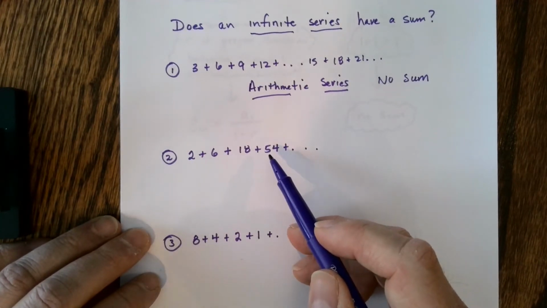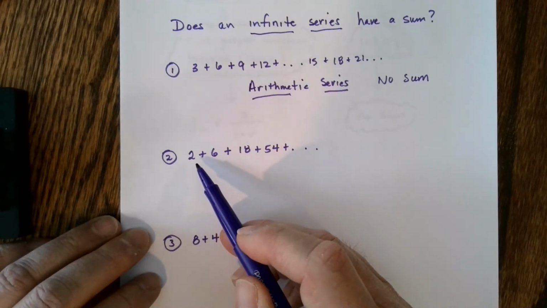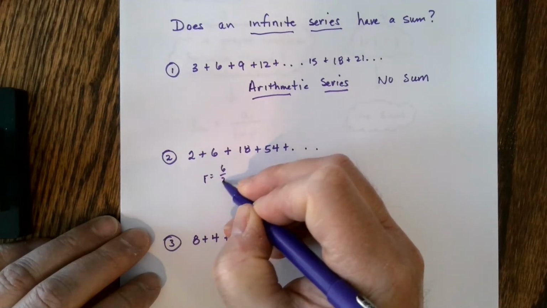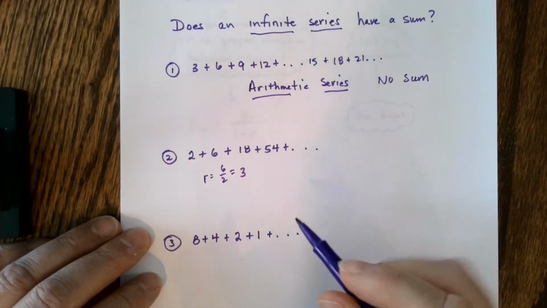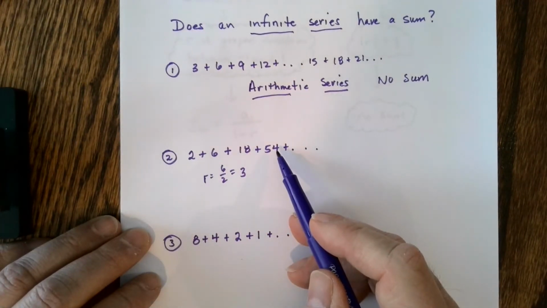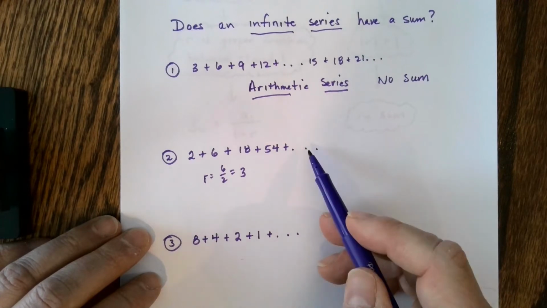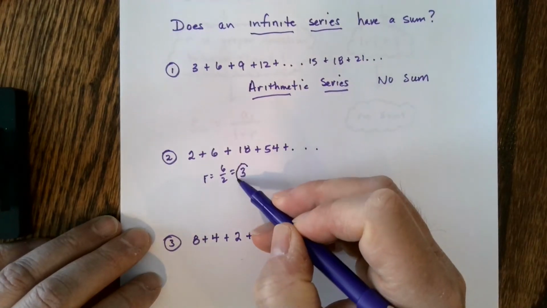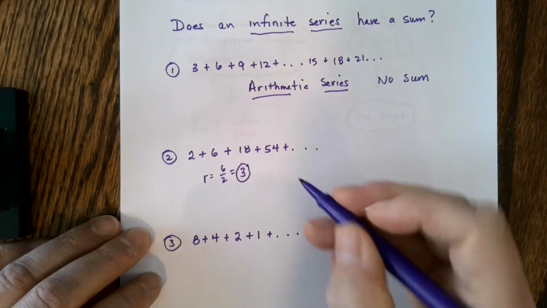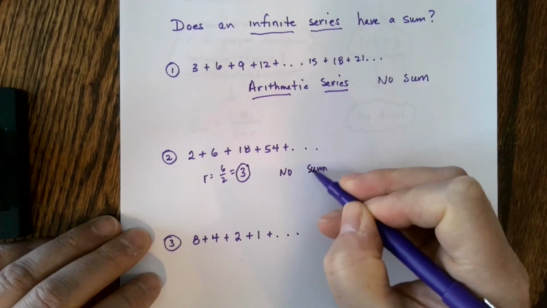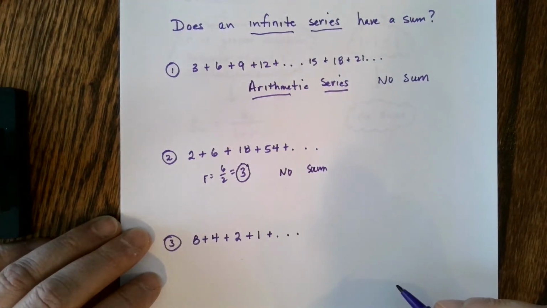Now again, it's geometric because by inspection I can see that I'm multiplying each term by 3. So my r value, as you can see, 6 divided by 2 is 3. Well, that means that I'm going to continue to multiply every single term in this series by 3. Well, 54 times 3 is 162. So this is getting bigger and bigger and bigger. And what we're going to eventually learn is that if our r value is greater than 1, then a geometric series has no sum.